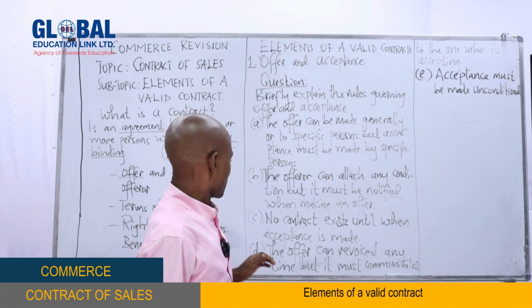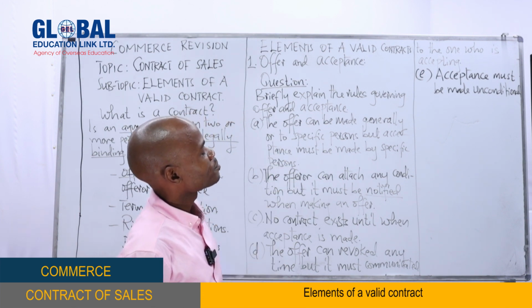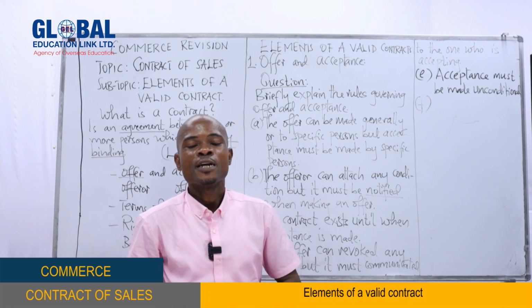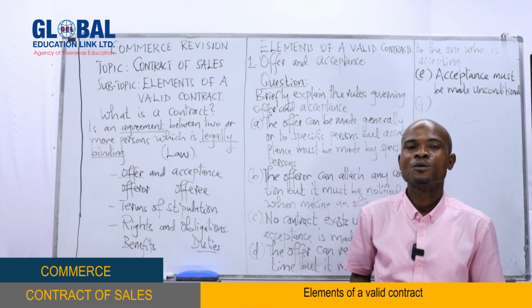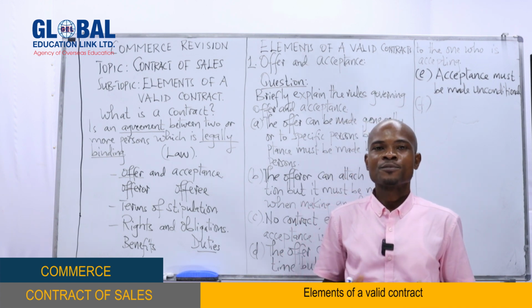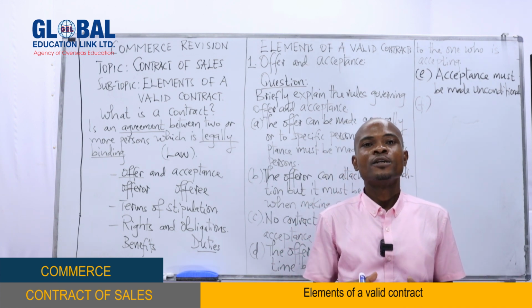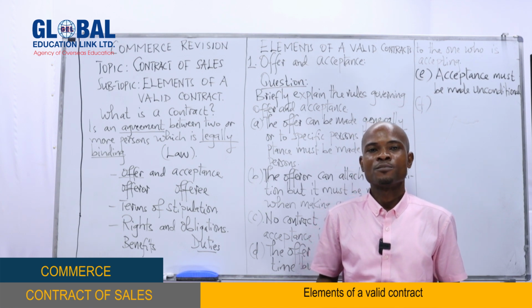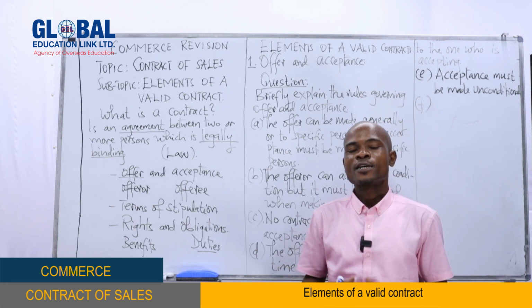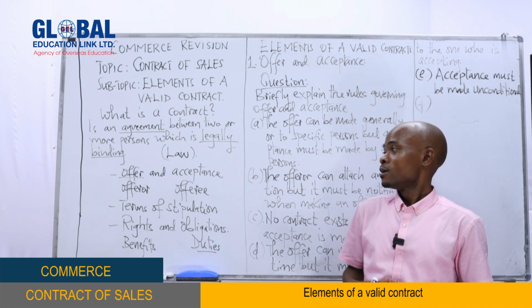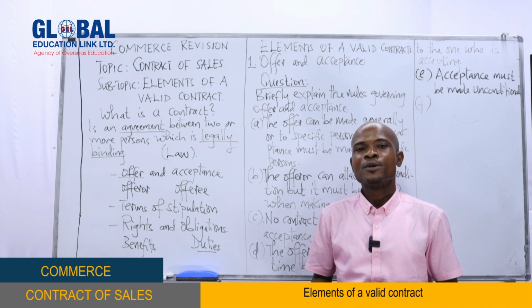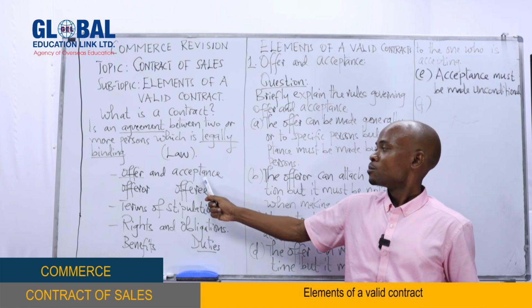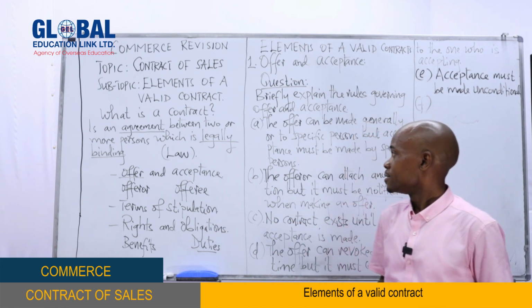Then the last rule about acceptance is that usually there is a time frame which is kept for acceptance to be made. So the one who is accepting must accept within the time stipulated. Usually there is a time limit, which means if that time has lapsed or expired, automatically the offer will be cancelled. So the one who is accepting must accept according to the time stipulated.